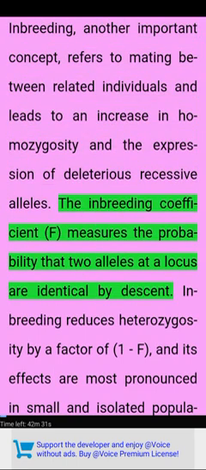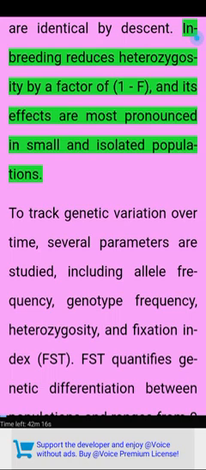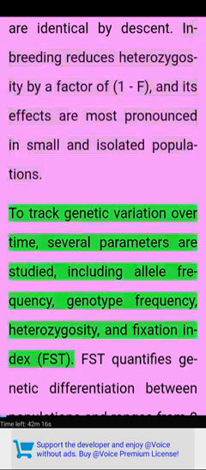The inbreeding coefficient F measures the probability that two alleles at a locus are identical by descent. Inbreeding reduces heterozygosity by a factor of 1-F, and its effects are most pronounced in small and isolated populations.